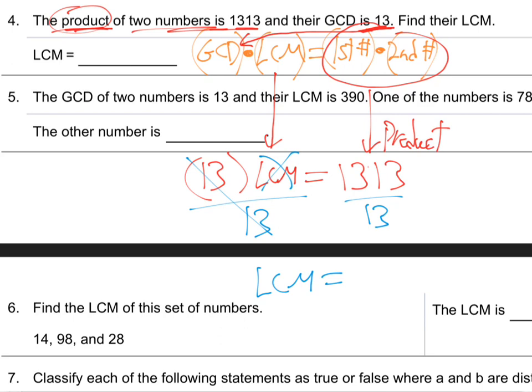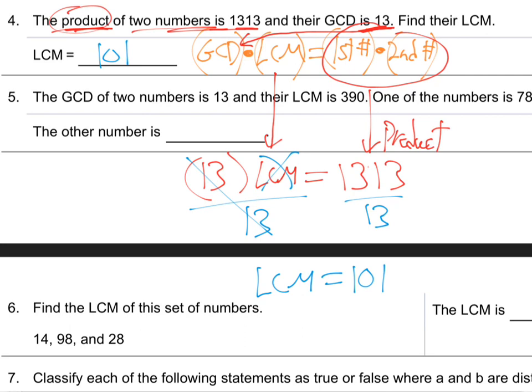Oh, I know. Wait, 101. Right? Because it's 1,300 and 13, right? So it's 13 times 100 and yeah. So 101. Does that make sense? Want to try it on number 5?